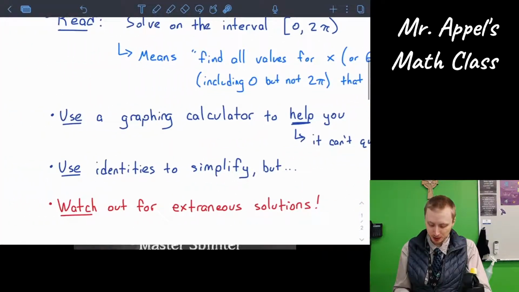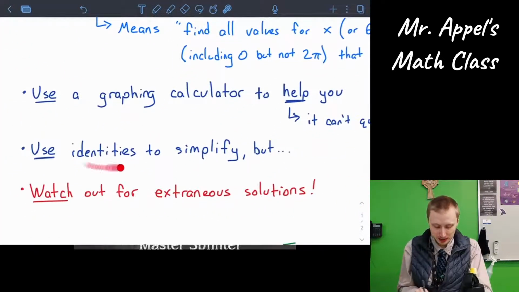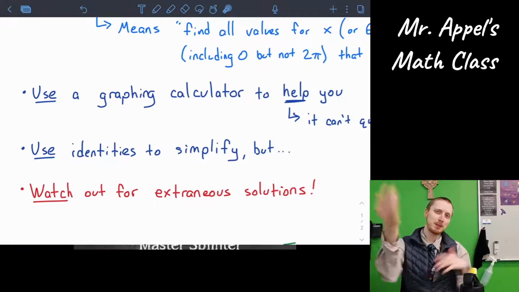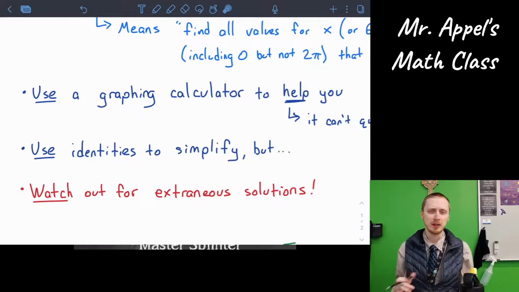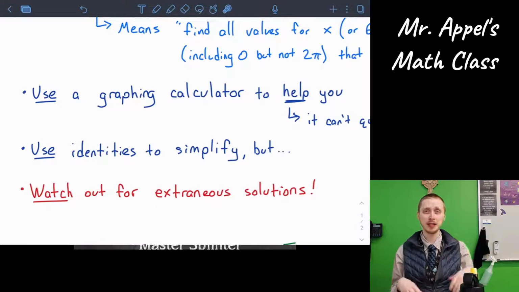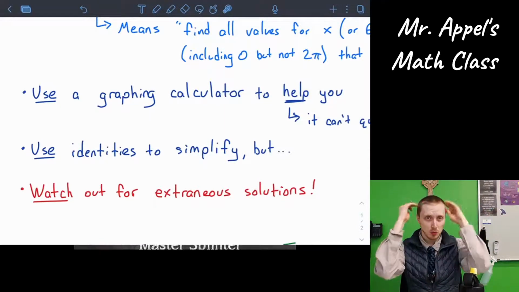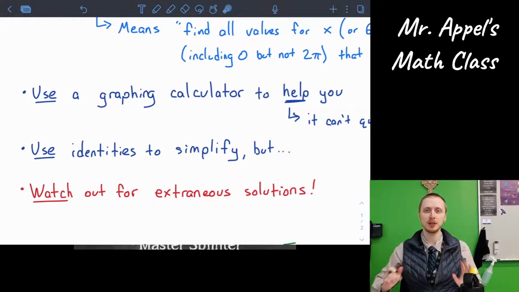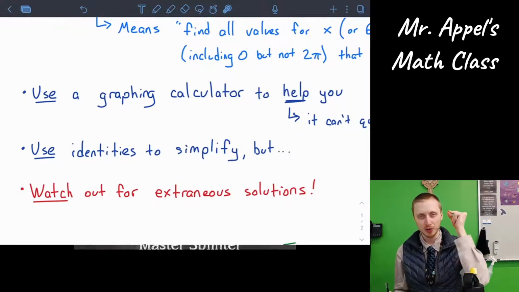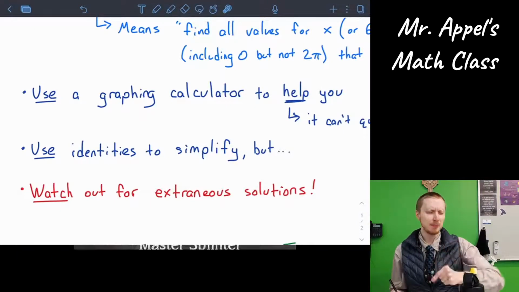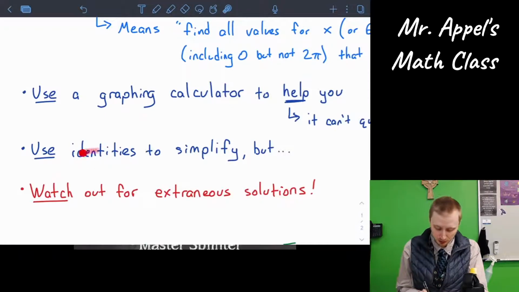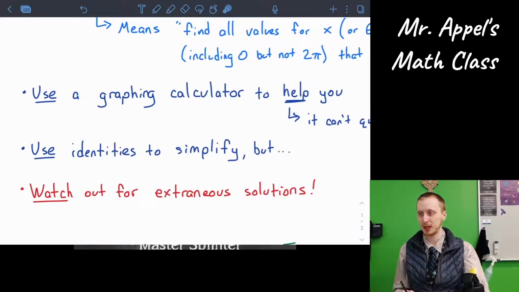All right, the other thing to use: your identities. Here's where all of them will start coming in handy. Swapping between sines and cosines, rewriting that tangent as sine over cosine, maybe that'll be useful. Noticing, oh, 1 minus sine squared, hey, Pythagorean identity, I can do something with that. Simplify, simplify, simplify. You are trying to solve an equation, so you absolutely want the simplest possible equation. Use those trig identities as much as possible.